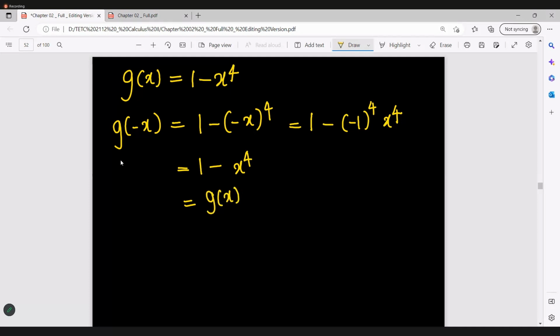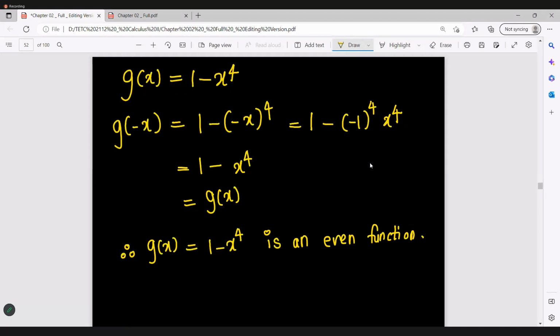Since we have verified that g of minus x is equals to g of x, what should be the conclusion? So we can conclude that our function g of x is equals to 1 minus x to the power 4 is an odd or even? It is an even function. So have you obtained this answer by yourself? Raise your hand if you have obtained this by yourself. Okay, good. So how about the third one? Or do you need some time to note down?